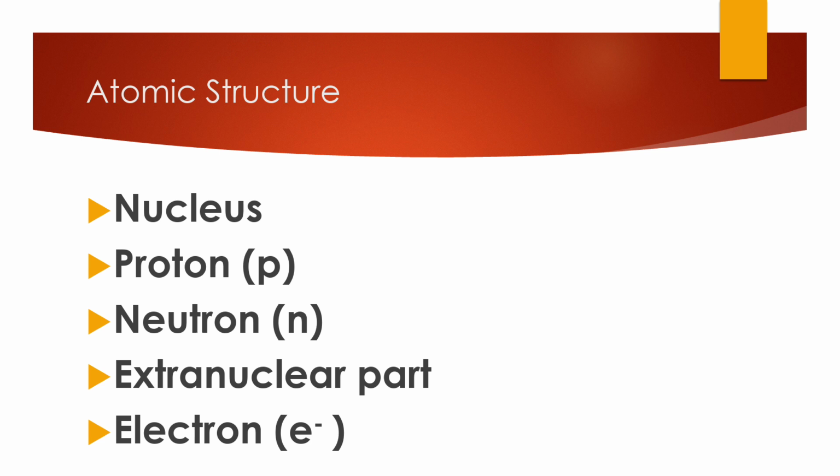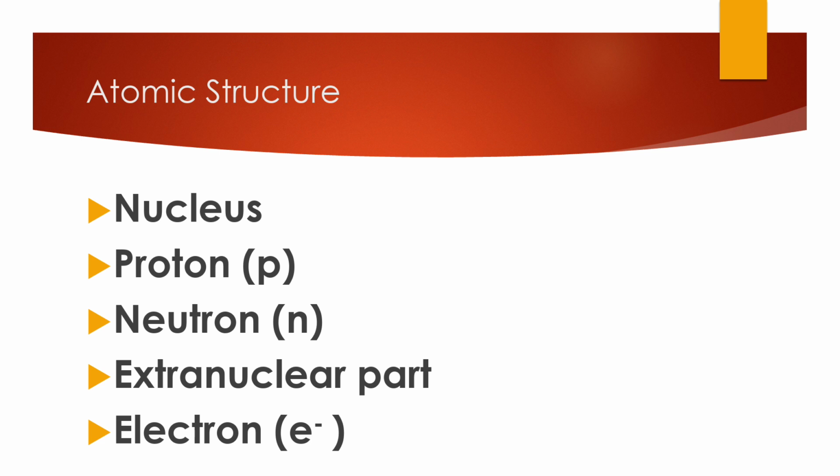The next is neutron. Neutron is an electrically neutral subatomic particle. It is denoted by the symbol small n. The atomic nuclei of all elements except hydrogen contain neutrons. Only hydrogen does not contain neutrons. The mass of a neutron is approximately 1 u, which is almost equal to that of a proton. So neutron is electrically neutral and it is also present in the nucleus.